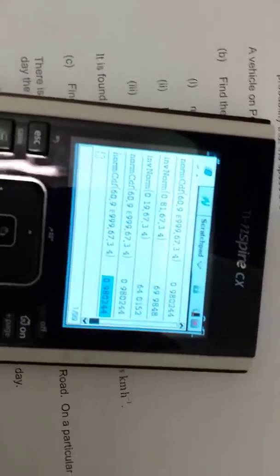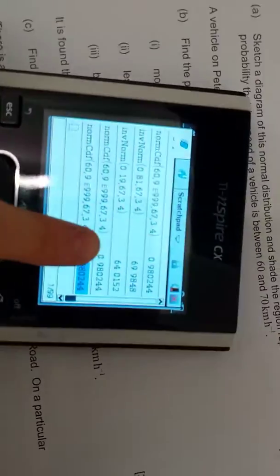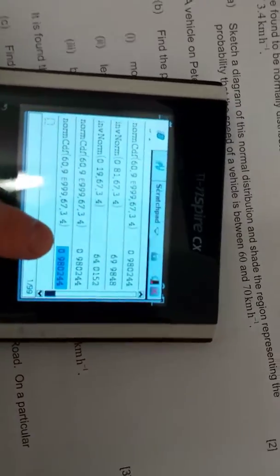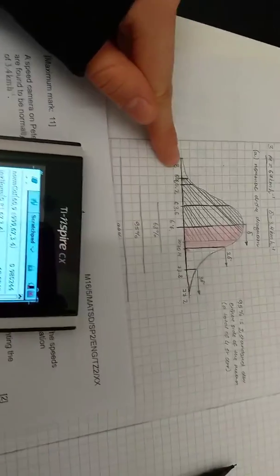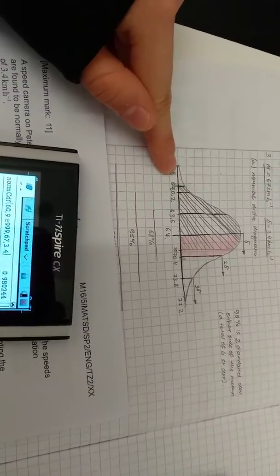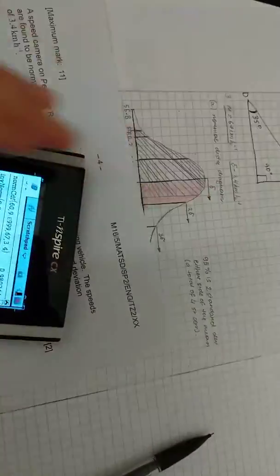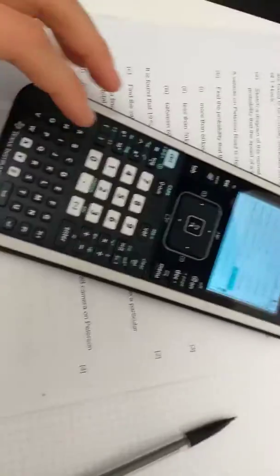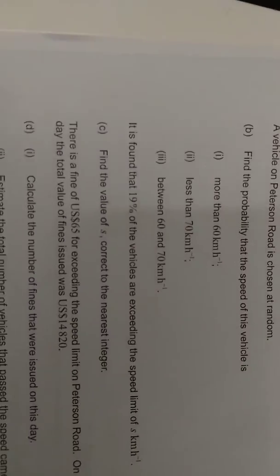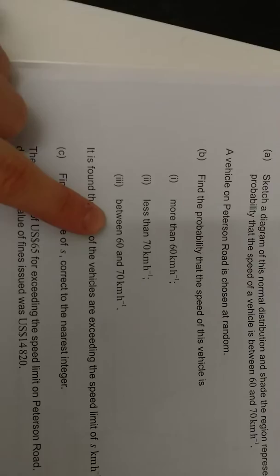That is the probability of the speed of the vehicle being more than 60. That is the number of the probability. If this was in percentage, it would be 98.0244. And you have to remember that the probability under this bell curve is always equal to 1. And the percentage under this bell curve is always equal to 100. 50 that way, 50 this way, as I said at the beginning. So this question is done. Now let's look at question 3.